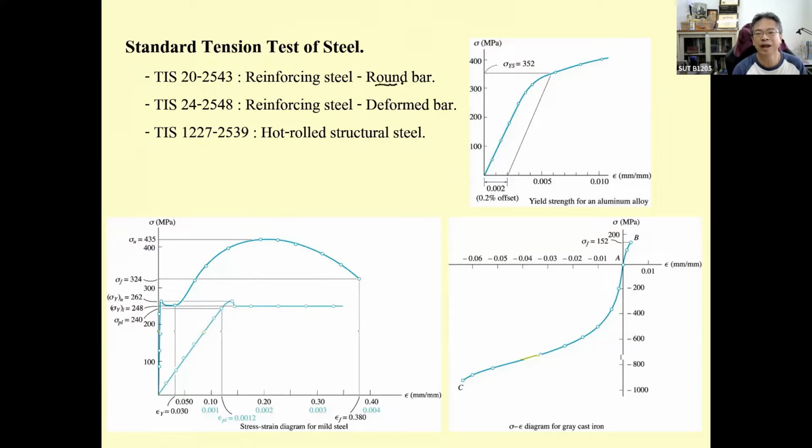You may need to test the round bar and the deformed bar. This kind of bar is used to reinforce the concrete. If you are in mechanical engineering, automotive engineering, or aerospace engineering, you may test the hot-rolled structural steel, even though you are in metallurgical engineering. So different Thai Industrial Standards apply to different types of steel that we use in our work.